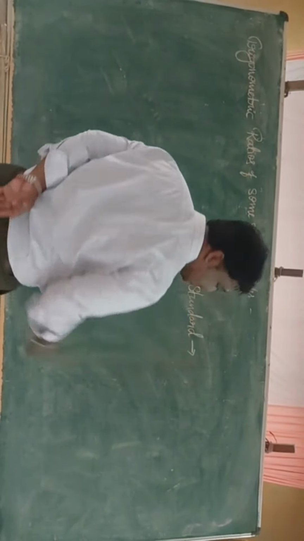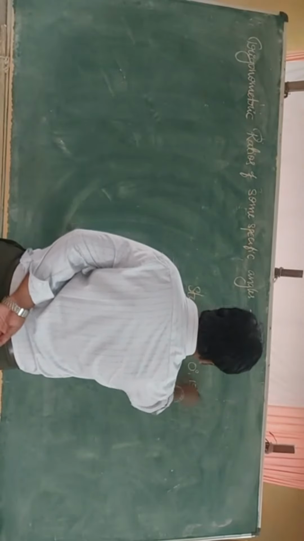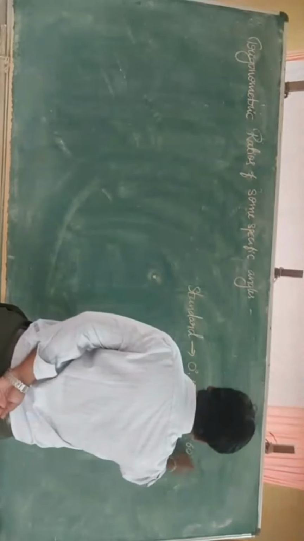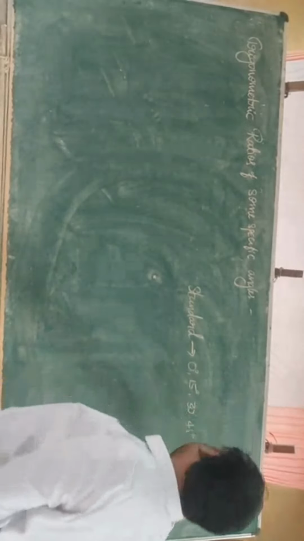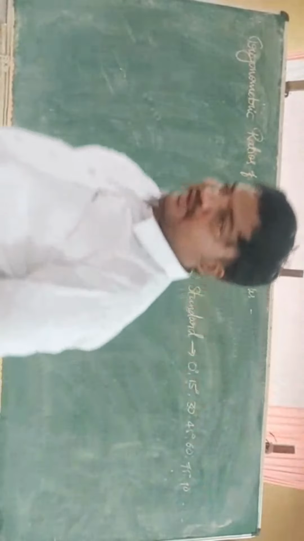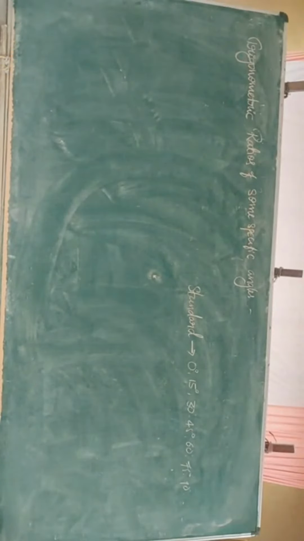I am going to write a few angles here: 0 degree, 15 degree, 30 degree, 45 degree, 60 degree, 75 degree, 90 degree, and so on. Okay? And I am calling these angles standard angles. Why are these angles standard angles? Any idea?